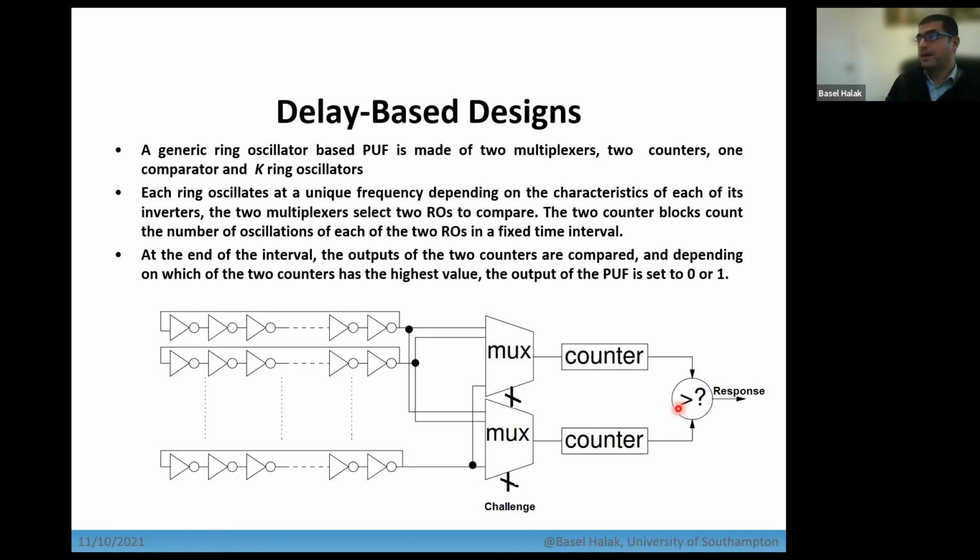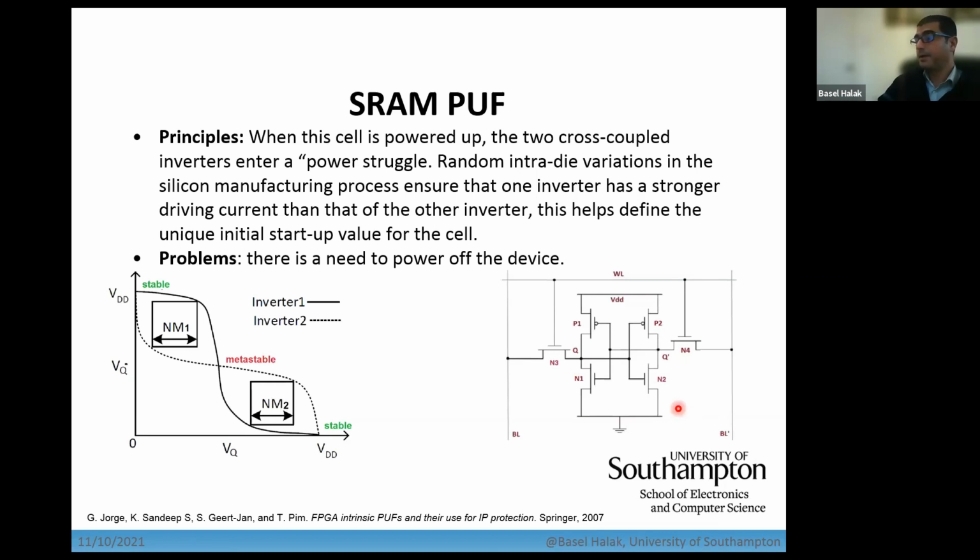Both of these designs are called delay-based PUFs because they're based on comparing delay. We have also another type of PUF, the SRAM PUF. In this case, a typical SRAM cell consists of 6 transistors, 2 access transistors here, N3 and N4, and then these 4 transistors which form cross-coupled inverters. When you power up the SRAM cell, these 2 cross-coupled inverters will fight. One of them will try to push the other to 0 or 1. Depending on the slight variation in the threshold voltage, the output is going to be either a 1 or a 0. So this power-up value of the SRAM is based on process variation and can be used also as a PUF.